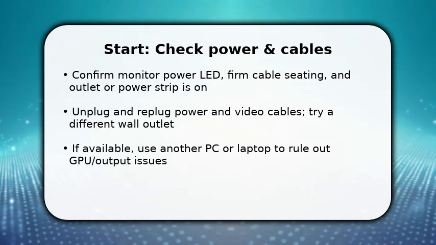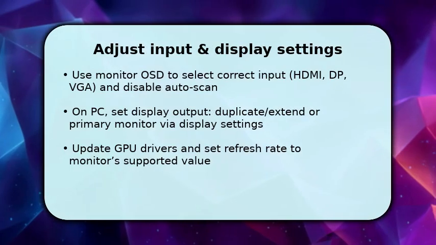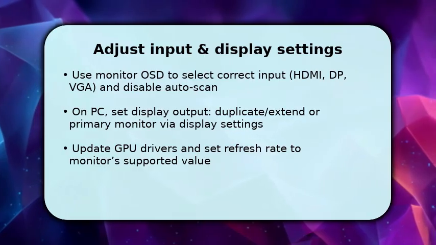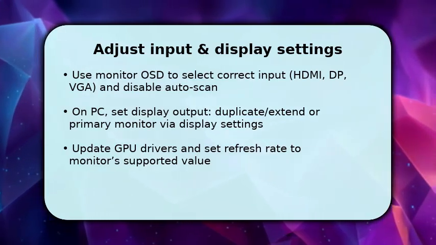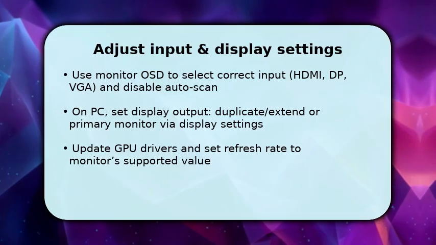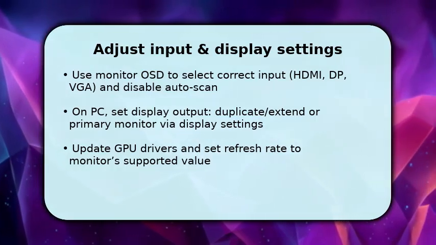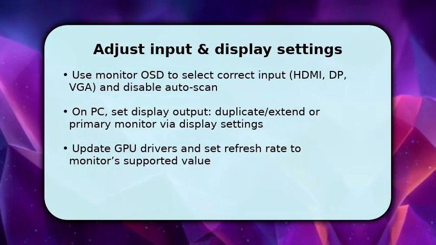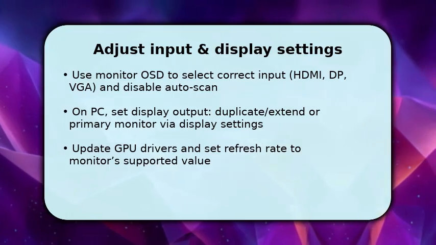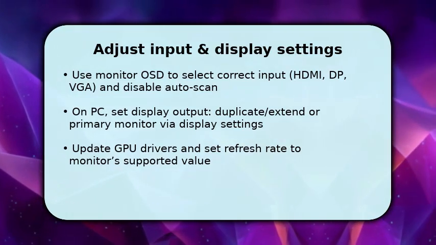You now tackle signals and configuration. Use the monitor OSD to manually pick the correct input and turn off any auto scan that might flip inputs into sleep. On your computer, open display settings and explicitly set the monitor as active, choose duplicate or extend, and set the resolution and refresh rate to the monitor's native specs.